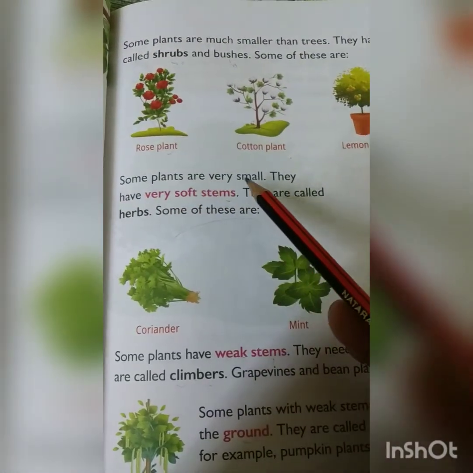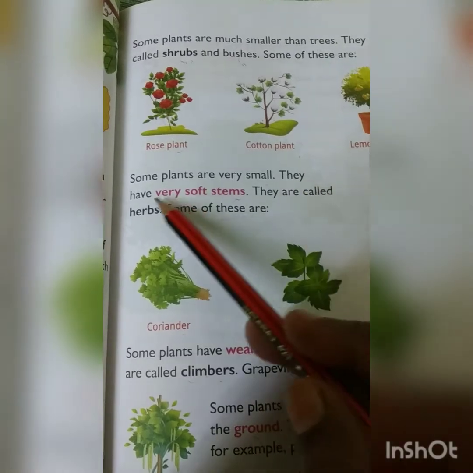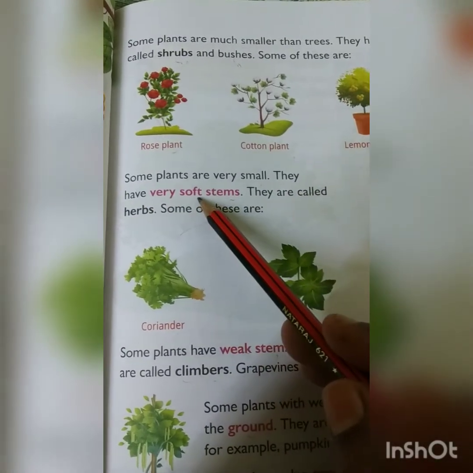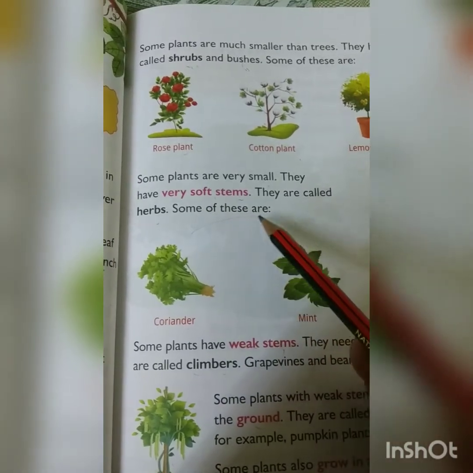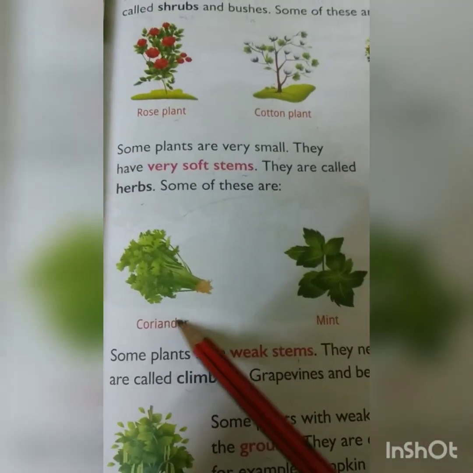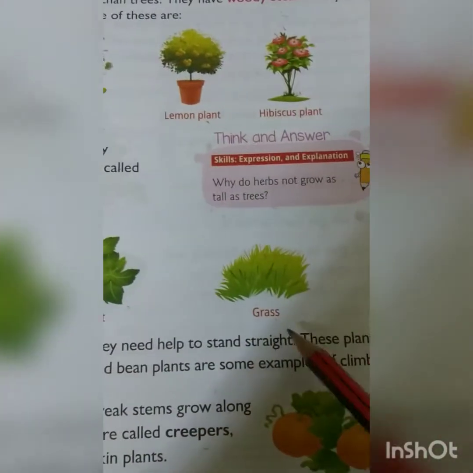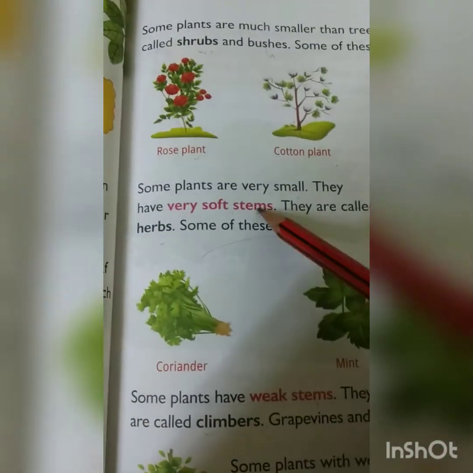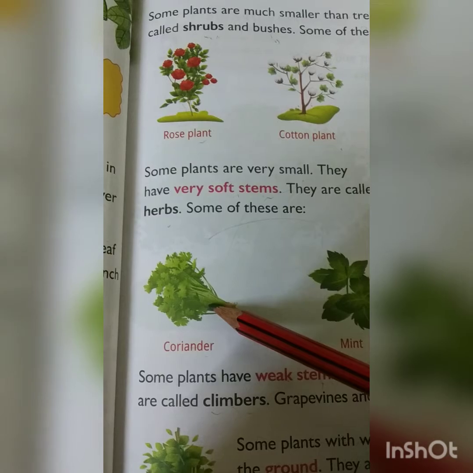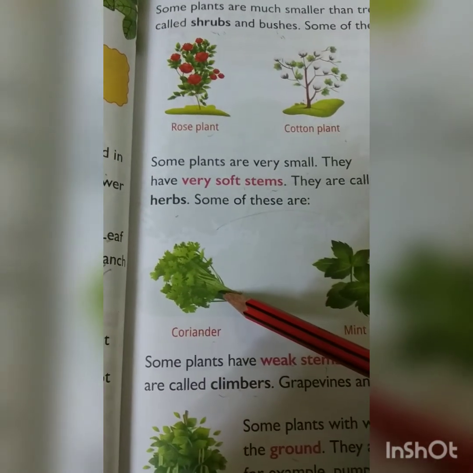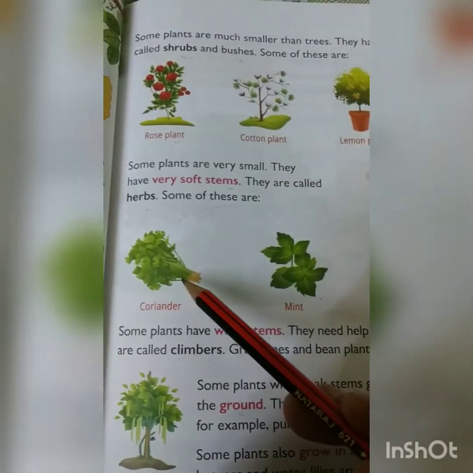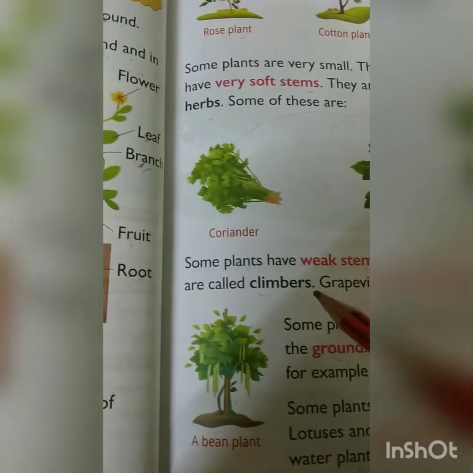Some plants are very, very small. They have very soft stems. They are called herbs. What are they? Coriander and mint, also grass. So these plants are very small and they have very soft stems. Anytime they will break. That is coriander, mint and grass.